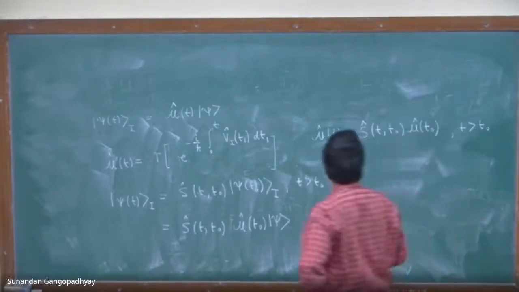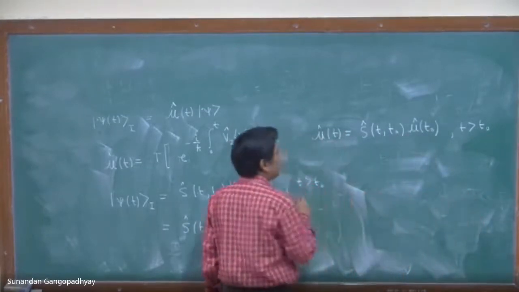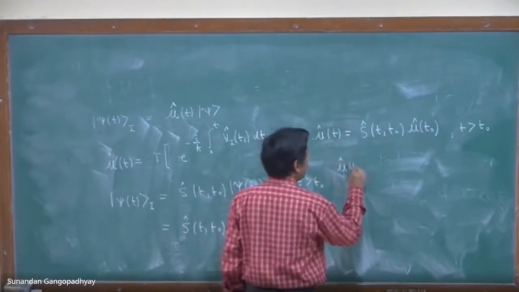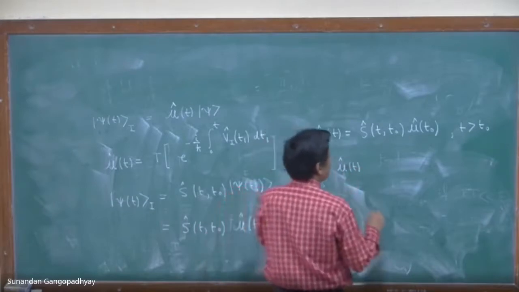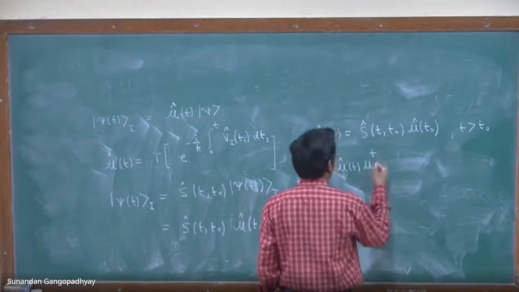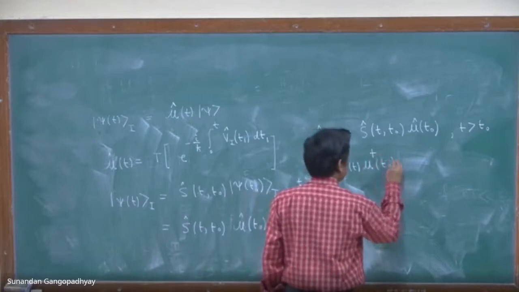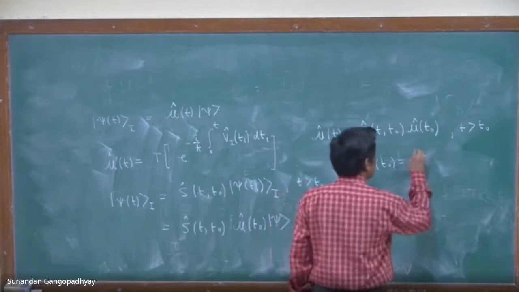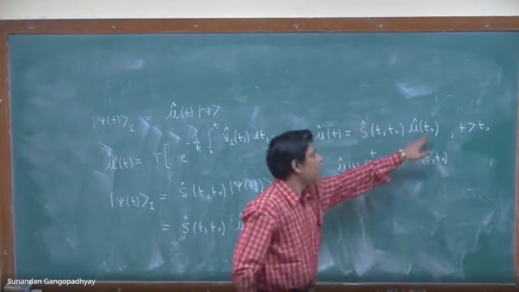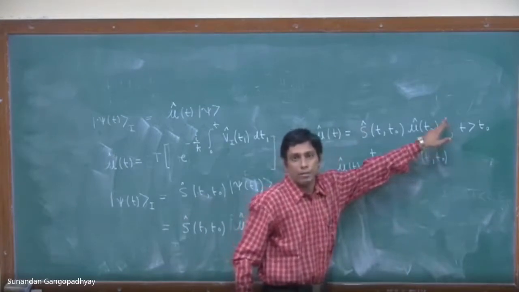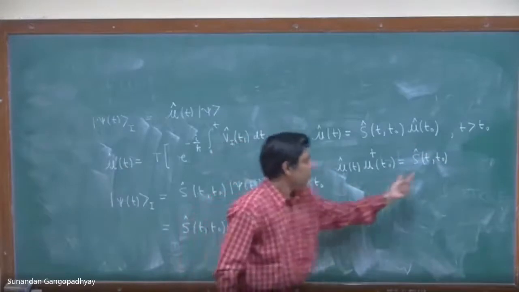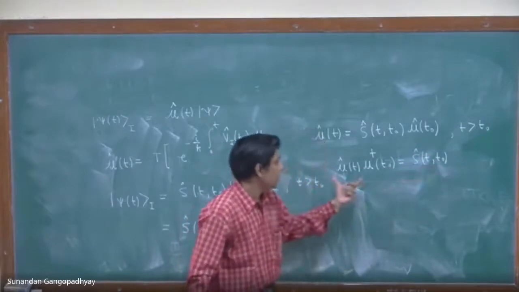Now we know that this is a unitary operator. Therefore, what I can do is take U hat t and operate from the right with U dagger t naught. This will give us S hat t comma t naught, because U hat t naught U dagger t naught is identity, since U is a unitary operator. Therefore S hat t comma t naught is basically U hat t U dagger t naught.